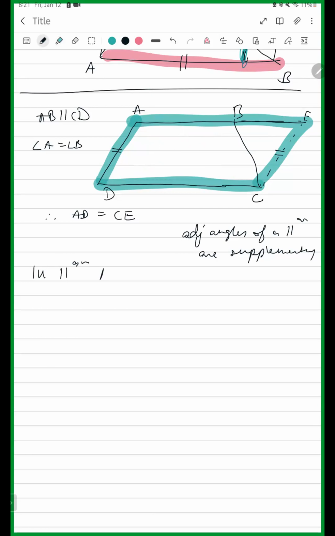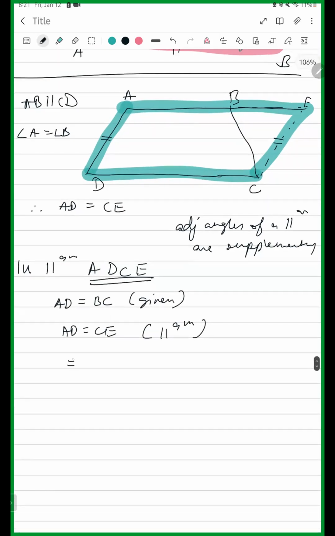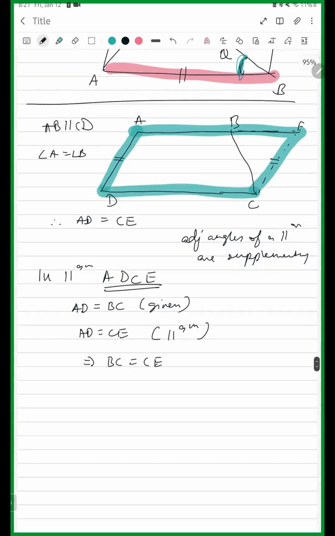In parallelogram ADCE, AD is equal to BC, given, right? And AD is equal to CE also, since it is a parallelogram. Okay, that means BC is equal to CE. Since BC is equal to CE, that means it's an isosceles triangle.